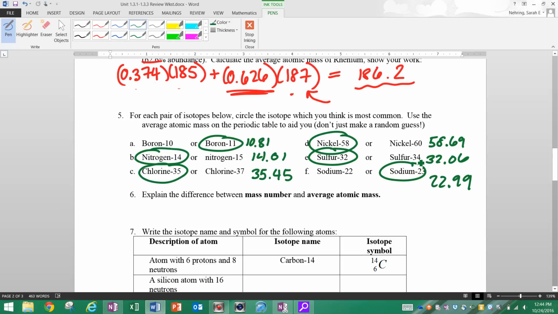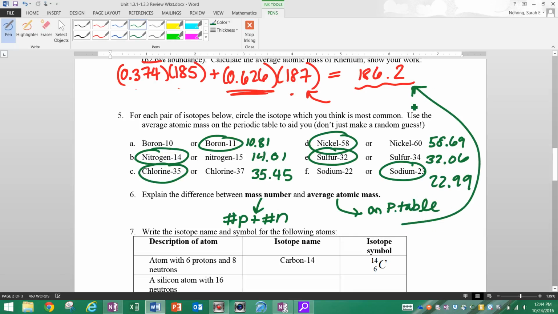Okay. And look at number 6, and then we'll pause this one, and I'll have another video for the last few questions. The mass number is the number of protons plus the number of neutrons. The average atomic mass is the one that's on the periodic table, and it's the one that you find using this math up here. So you find it using isotope masses and abundances.